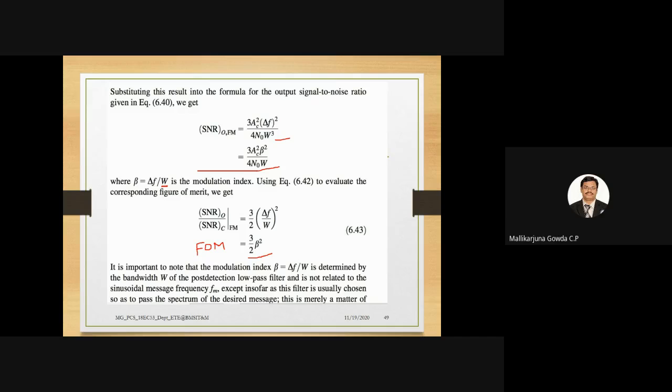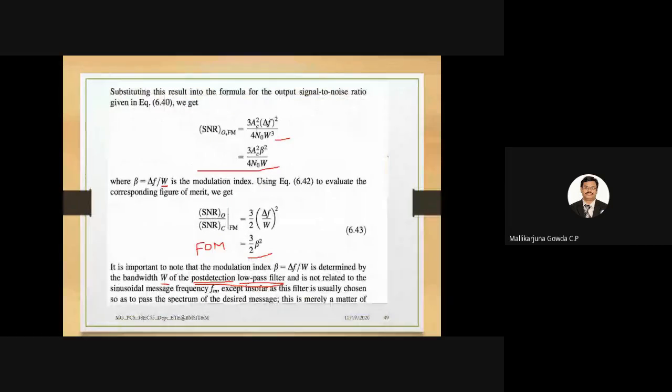So as I was telling, this beta is delta F by W, right? So this W is the bandwidth of the low pass filter, which we use at the output side, right? That is a post detection low pass filter we call. That is a baseband low pass filter. Is this point clear? So figure of merit, we found that it will be 1.5 times beta square, right?